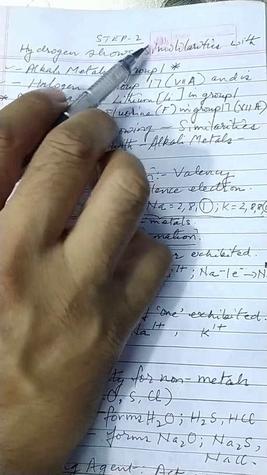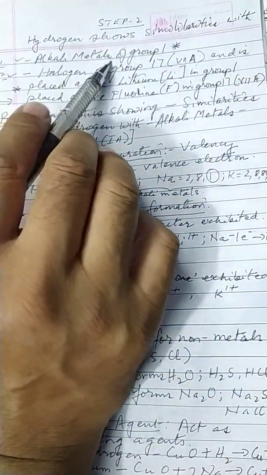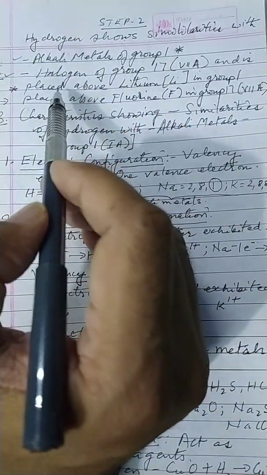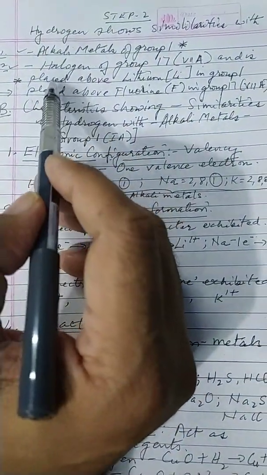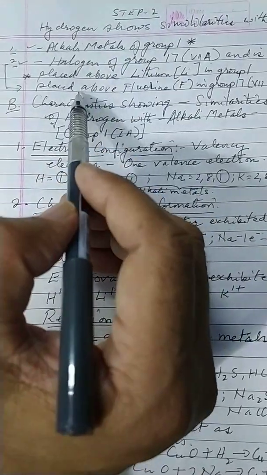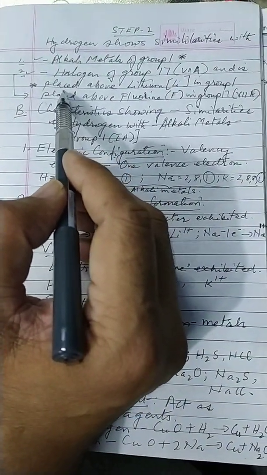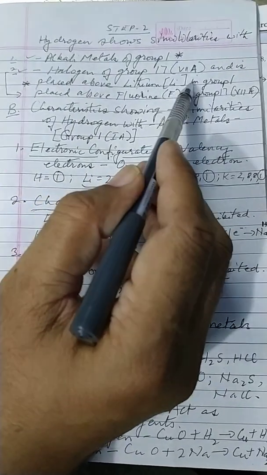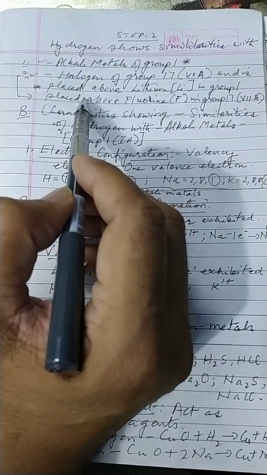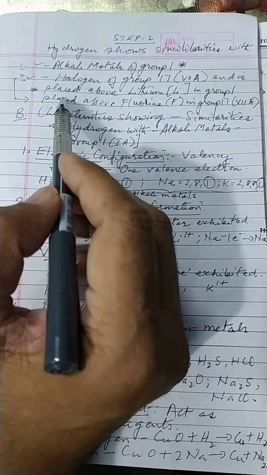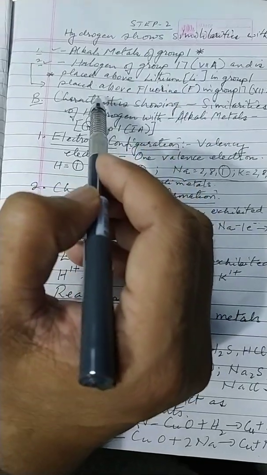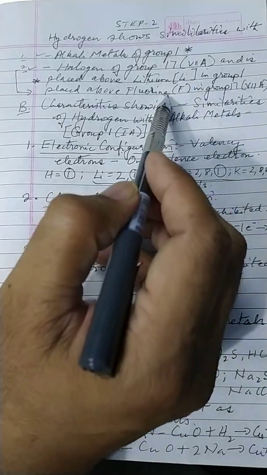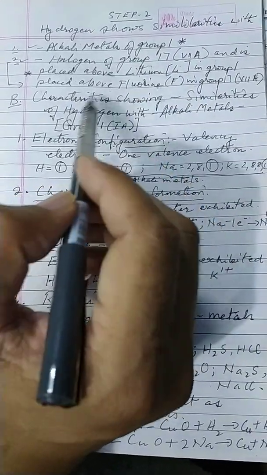Hydrogen shows similarities with both alkali metals of group 1, as we saw, and the halogens of group 17, as we saw. We see that for the alkali metals of group 1, hydrogen is placed just over lithium in group 1. And also we see that for the halogens of group 17, hydrogen is placed above fluorine in group 17 because it resembles the property of the halogens also.